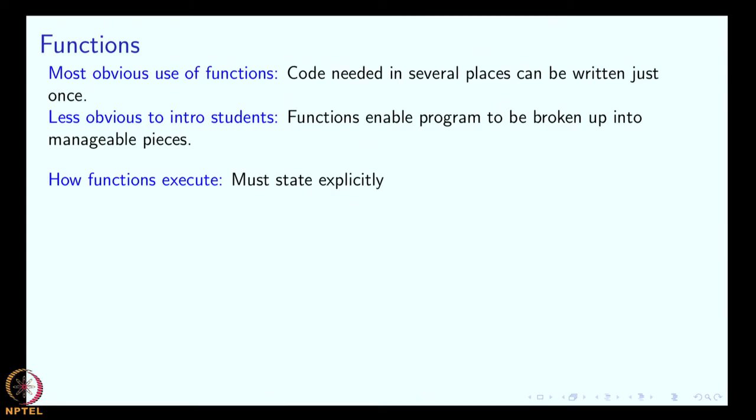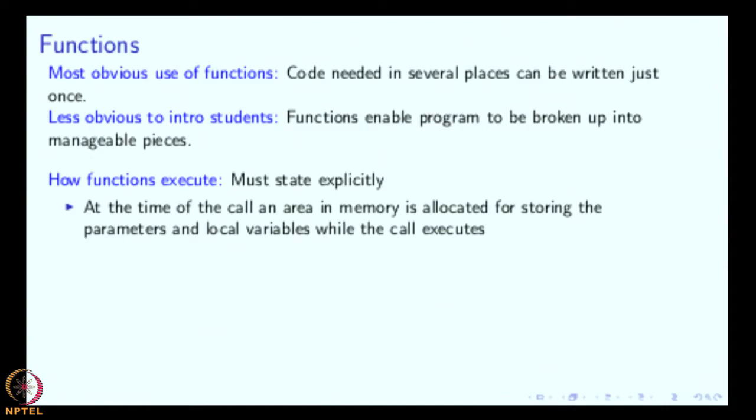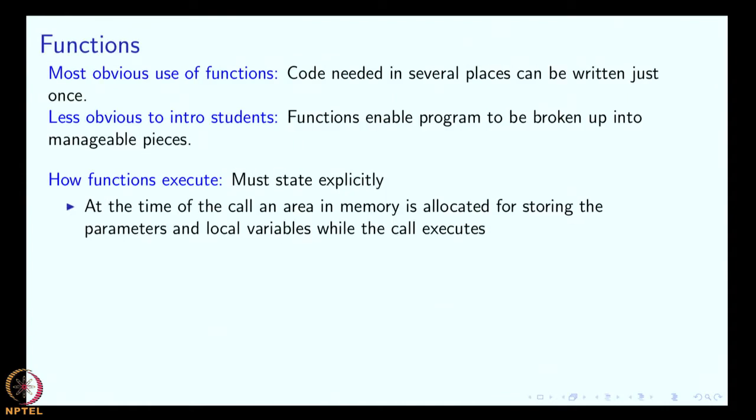How functions execute is a very important topic in my opinion, and I think you should explain this very, very clearly and very, very slowly. For example, you should say that at the time of the call, an area in memory is allocated for storing the parameters and local variables that are needed while the call executes. So talk in very precise terms. That area is called activation frame.